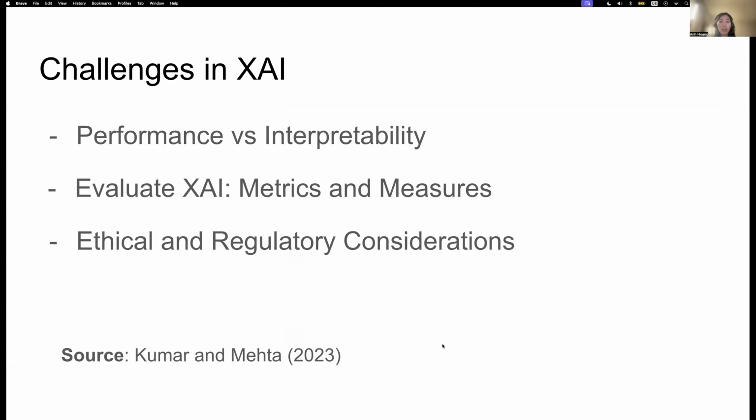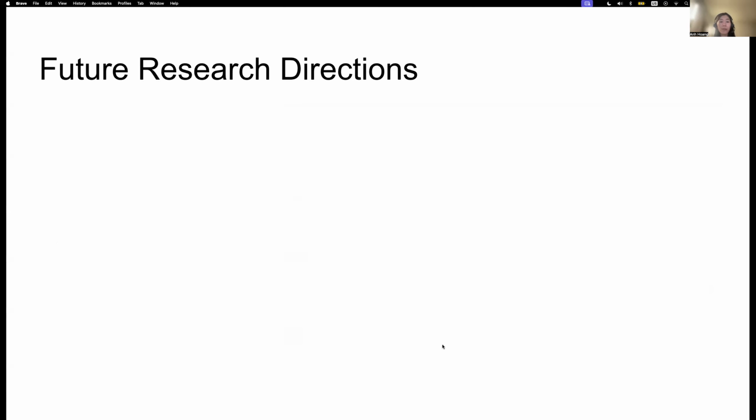So, what can we do to improve this issue? That's where future research comes in. Looking ahead, future research should focus on, first, metrics. We need a consistent way to measure how good or trustworthy an explanation is.